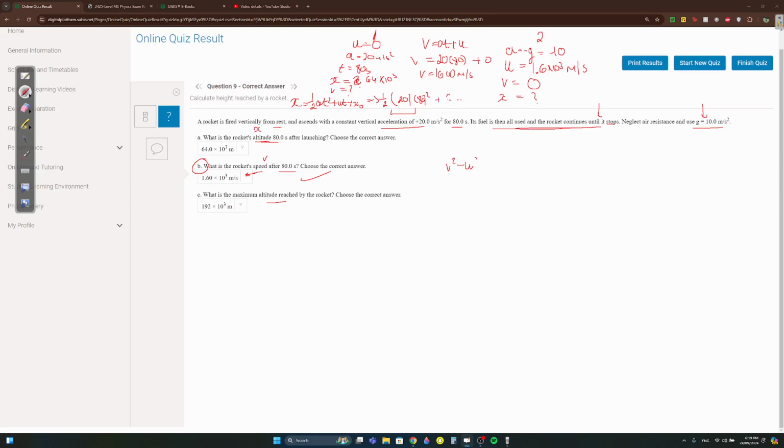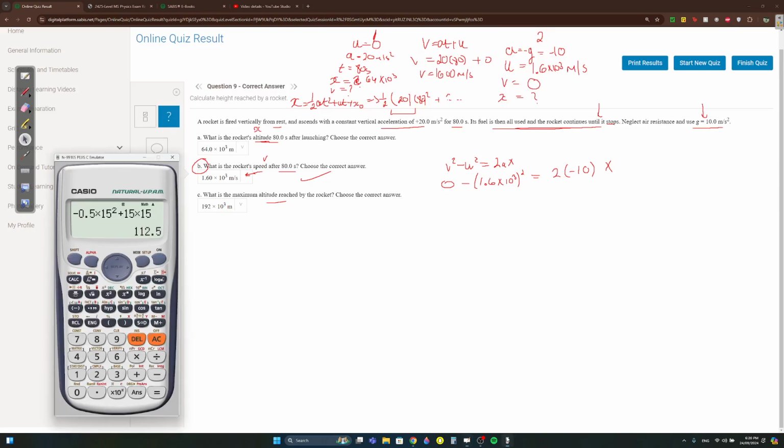v squared minus u squared equals 2ax. V squared is 0. U squared, negative 100, because negative 10 squared is 100. Two times the acceleration. Wait, what did I just do? U is not 10. Why am I using 10? It's 1.6 times 10 to the power of 3. So 1.6 times 10 to the power of 3 squared equals 2 times the acceleration negative 10 x.